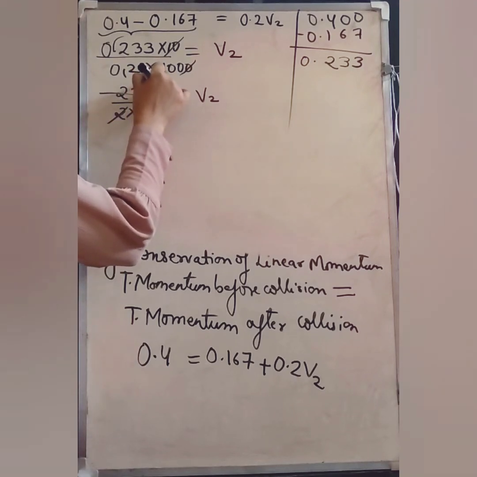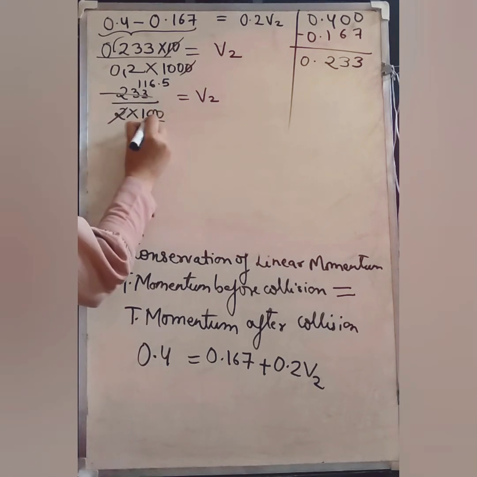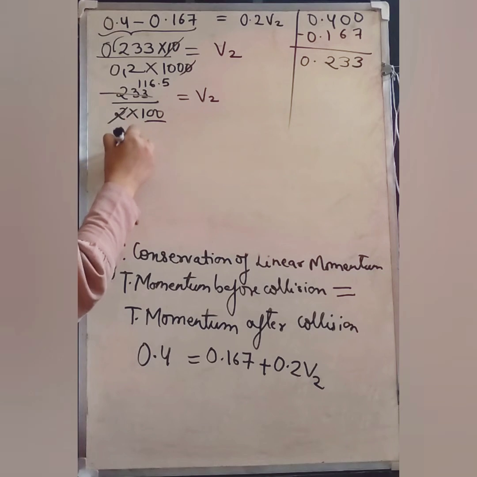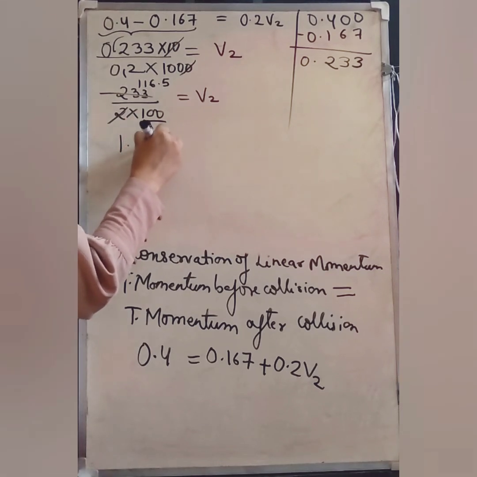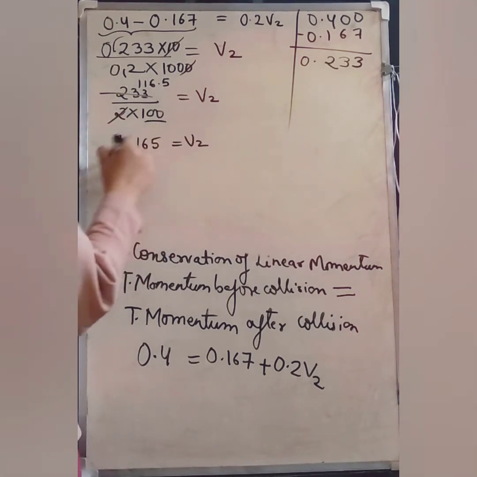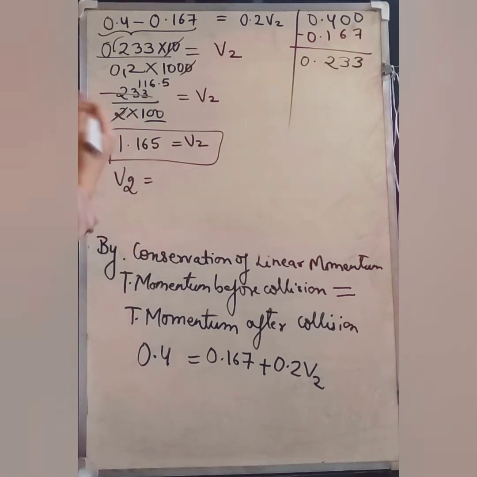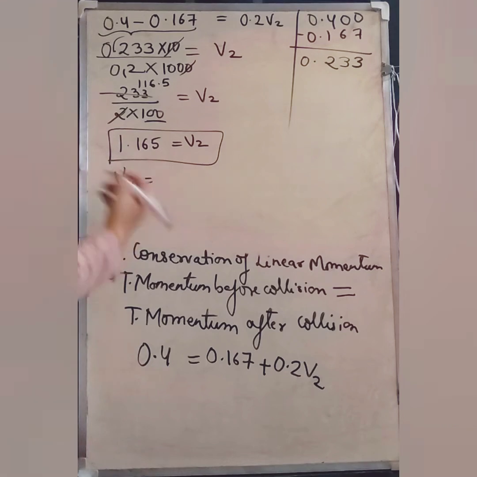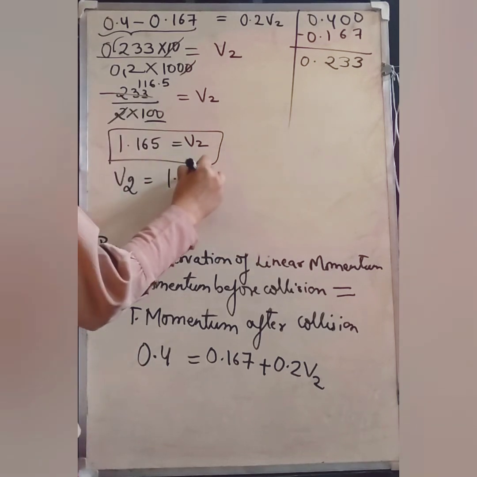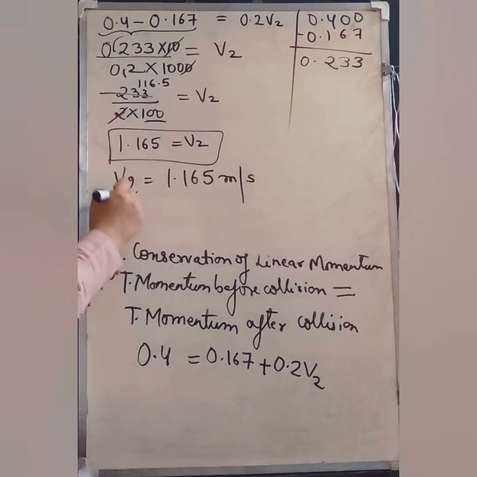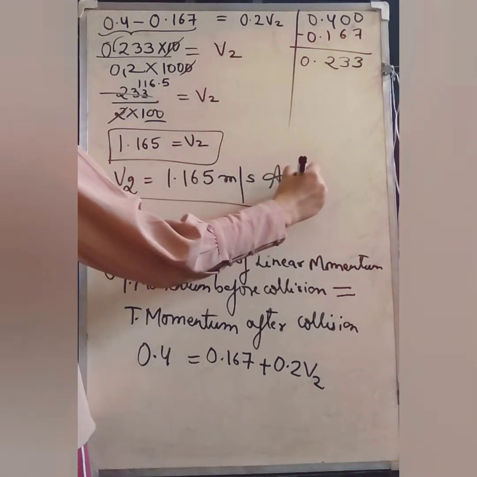1 will go here. It will become 6, 12.5. Now there are 2 zeros, so this decimal will shift 2 numbers ahead. So it will be 1.165 equals v. So the final velocity of the second body with which it is moving after collision is 1.165, and you don't have to forget to write down this SI. So this is the answer.